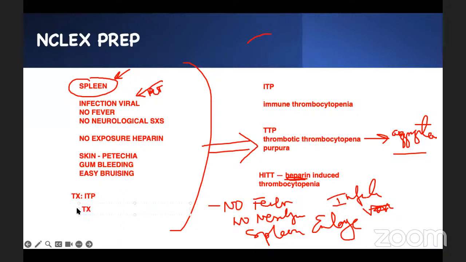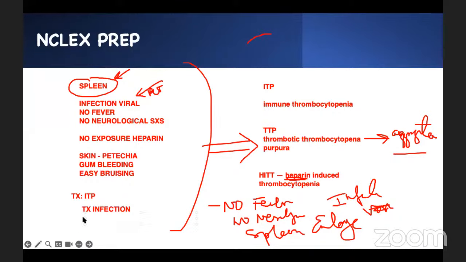So we treat the infection, but we have to do something else. Antiplatelets are not going to work because you have antibodies already. The antibodies will destroy your platelets. So we can't do that anymore. So you have to find other means to take care of it. So usually steroids will help.